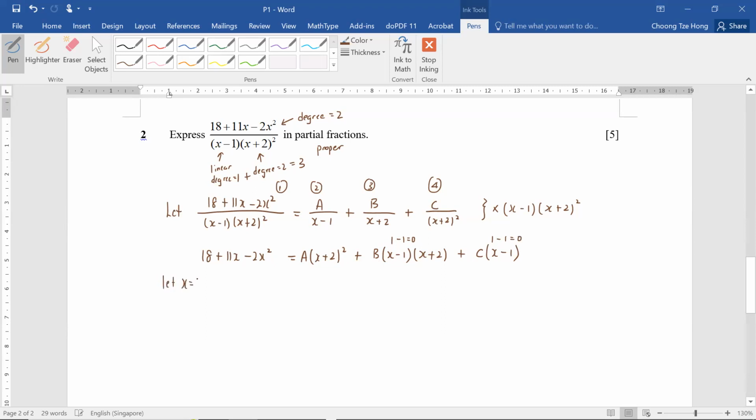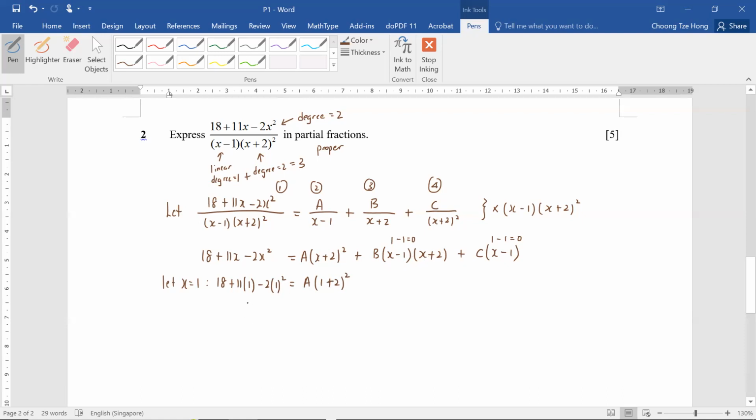So let x equal 1. On the left side, we will have 18 plus 11 times 1 minus 2 times 1 squared. Then over here, you have a times 1 plus 2 squared. The b and c you don't need to write because they are going to be 0 anyway.